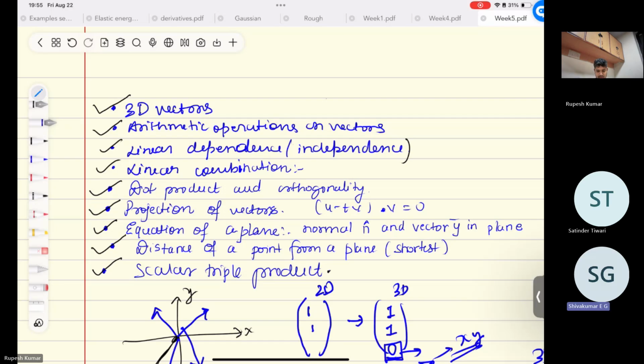Where is that? I'm not able to see. The chat box. You can always open up the course page also and see it there. Gilbert Strang, okay. Yeah, thanks a lot.